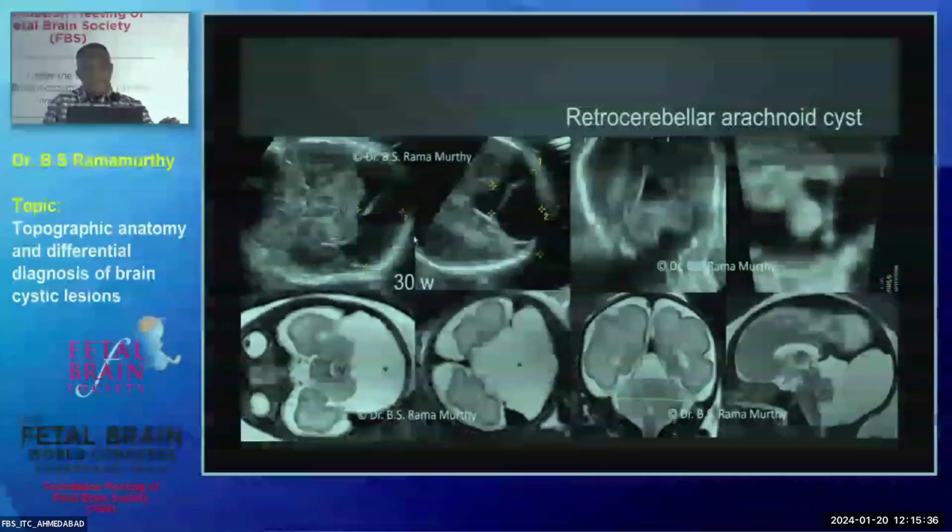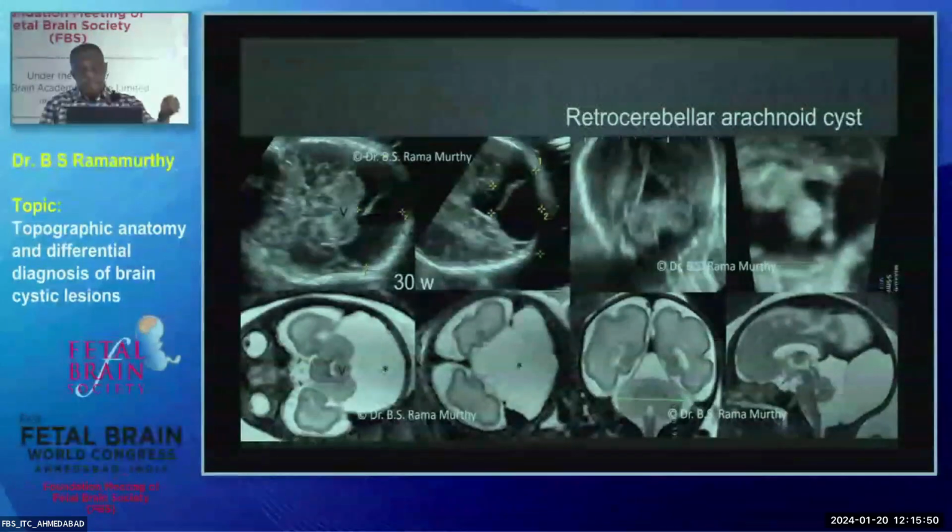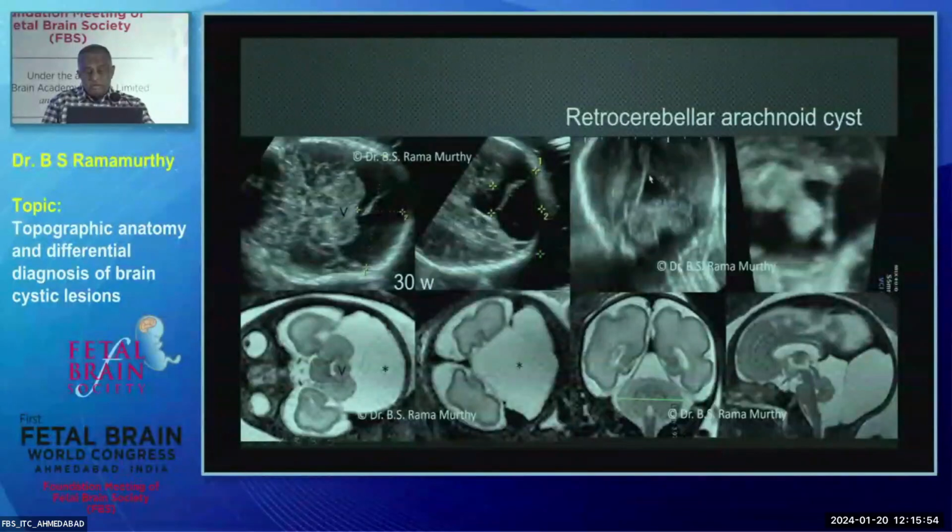Is it midline or off midline? Midline, it is large, it's midline going on to either side. Extraaxial, intraaxial? Extraaxial, and it's retrocerebellar or precerebellar? Retrocerebellar, and the cyst is extending above the cerebellum as well, under the tentorium, above the cerebellum.